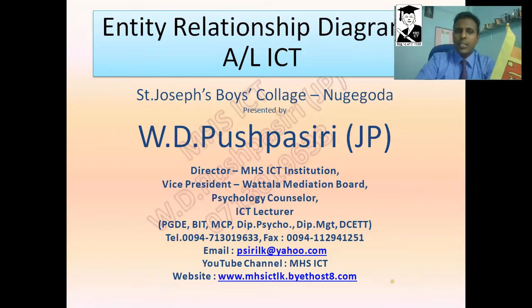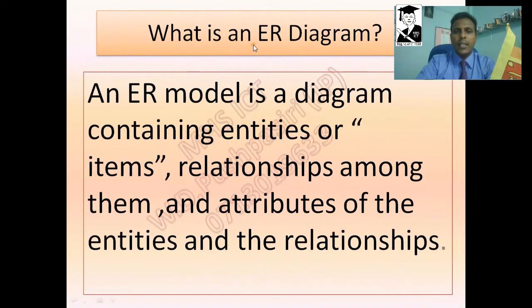My dear student, today I am going to explain to you the entity relationship diagram. So what is an entity relationship diagram? An ER, that means entity relationship model, is a diagram that contains entities or items, relationships among them, and attributes of the entities and the relationships.